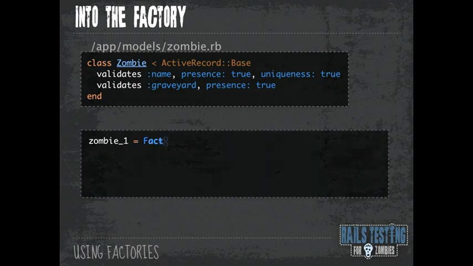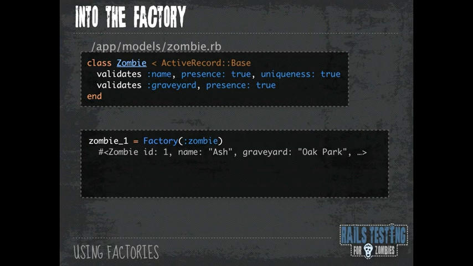So we might say, zombie1 equals Factory(:zombie). So that's going to use the default zombie factory. It's going to create us a zombie named Ash in Oak Park, and it's going to store that onto zombie1. Maybe in that same test we say, we need our second zombie. So I'm going to say zombie2 equals Factory, give me another zombie. Well, the factory is going to say, okay, well, name is Ash, graveyard is Oak Park.